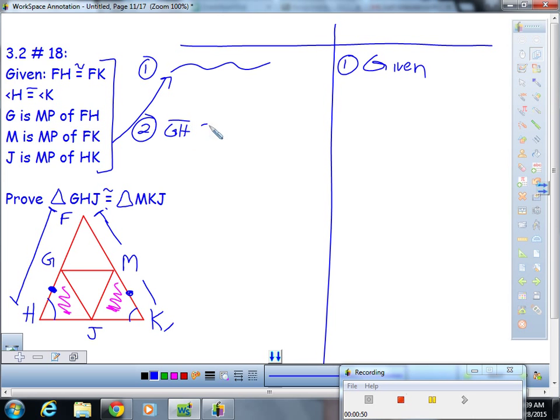GH is congruent to MK. Now, is that the definition of midpoint, or is that segments division? Very good. It's segments division. As an if-then statement, segments division says, if two segments are congruent to each other and they are divided, the resultant segments are also congruent to each other. Okay? All right.